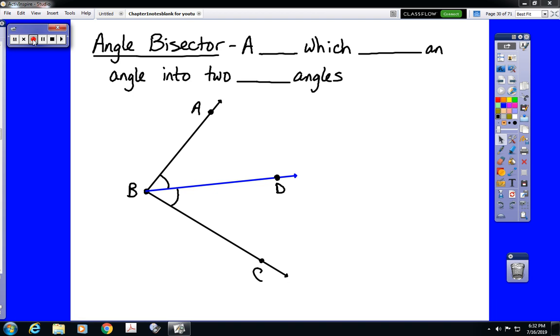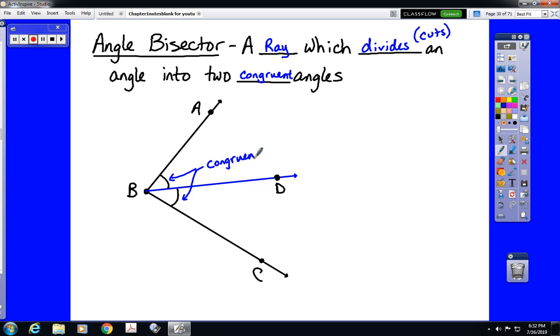So, an angle bisector is a ray which divides an angle or cuts an angle, same thing, into two congruent angles, two geometrically equal angles. Now notice these arc markings here. Those arc markings tell us that these are congruent angles.